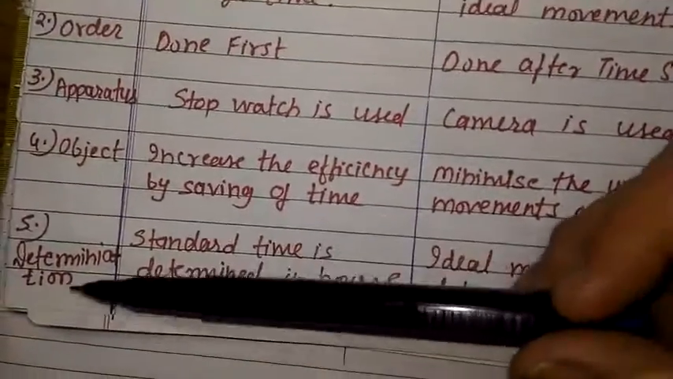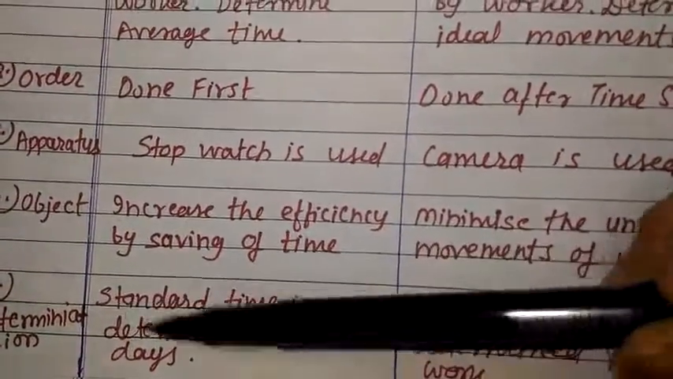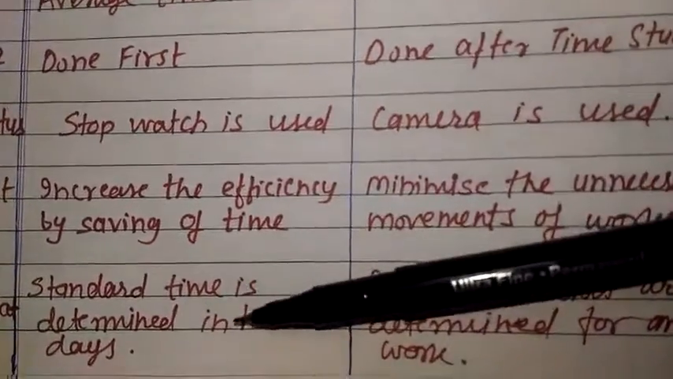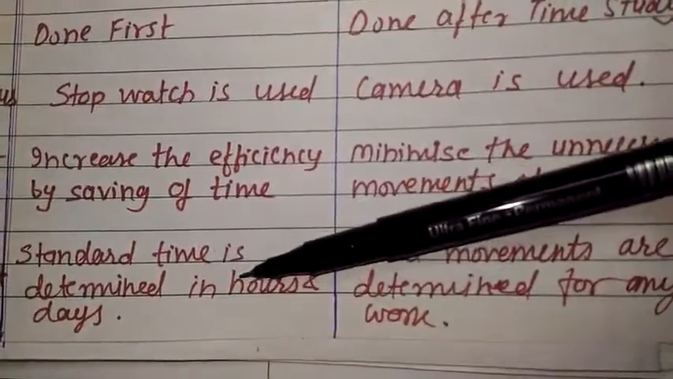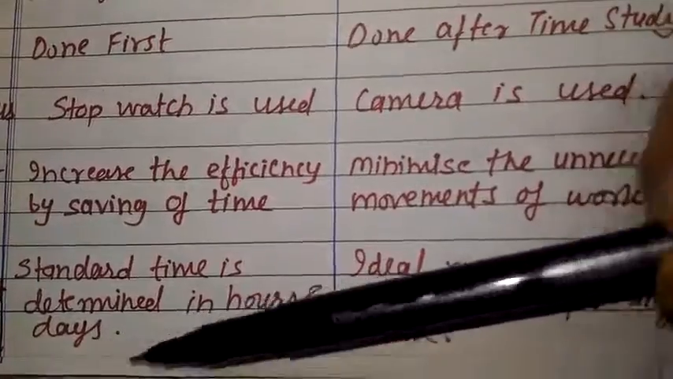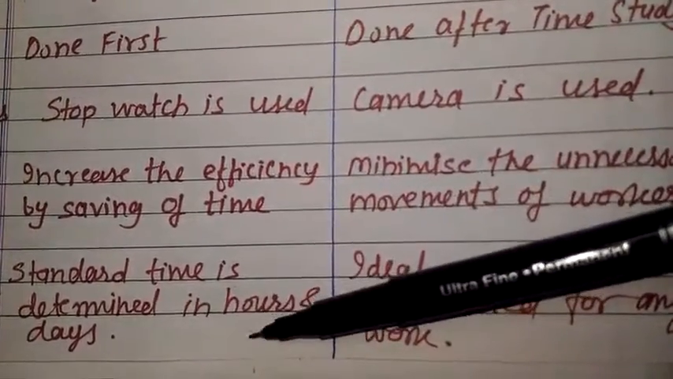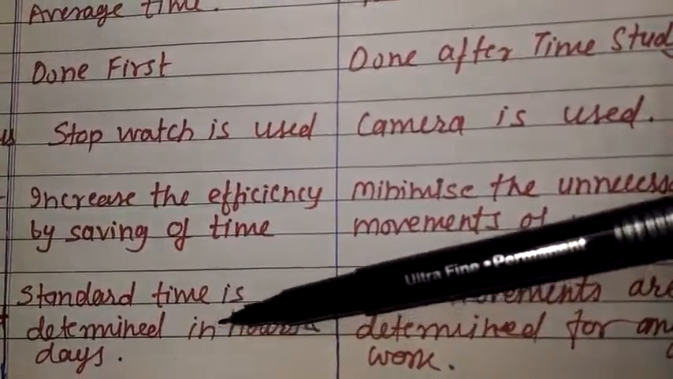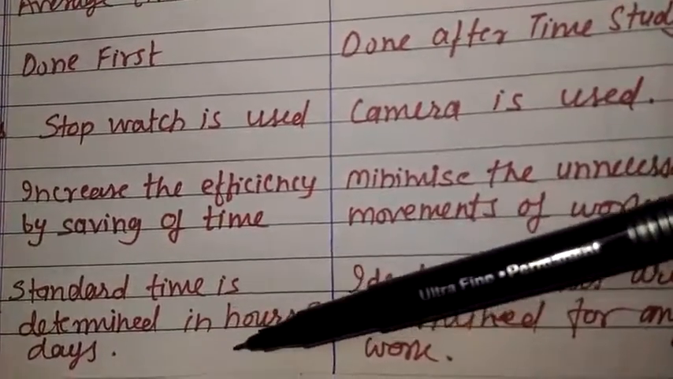And the last one is determination. In time study, the standard time is determined in advance. The ideal time or standard time which should be taken by an average worker is decided in advance. It may be in hours or in days. For example, 2 hours is decided for any work or 2 days is decided for any target or task. This standard time is determined and the workers are asked to do the work within the time.